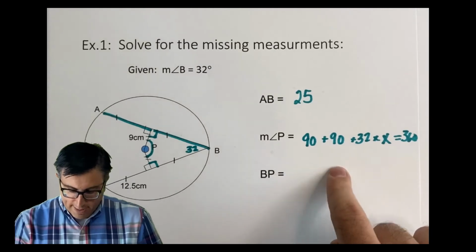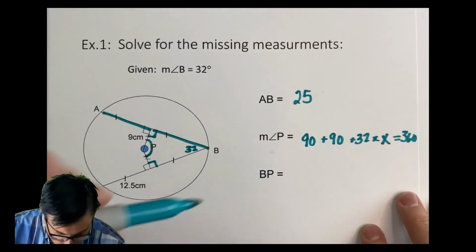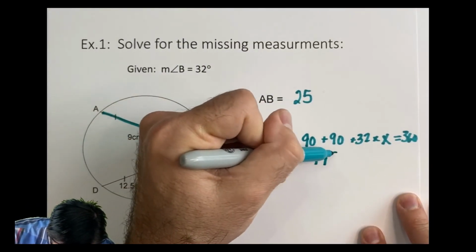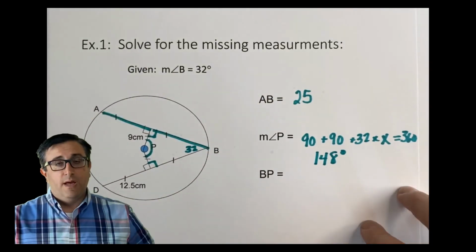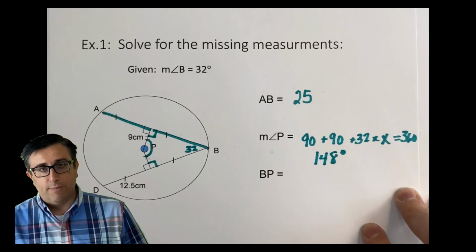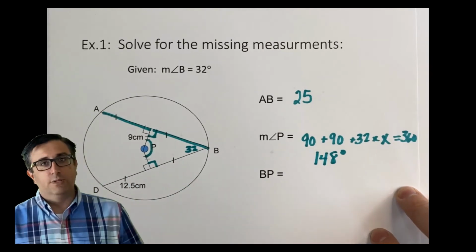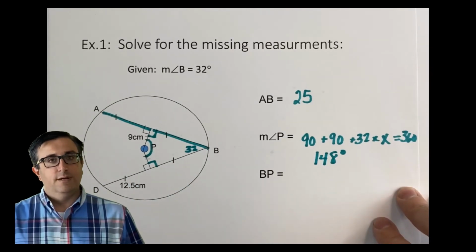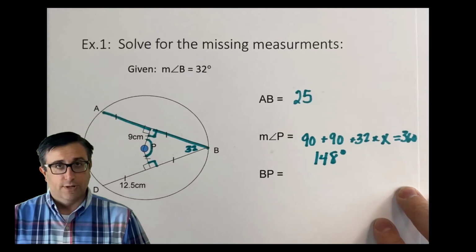When we do our math and we add these up and subtract from 360, we're left with angle P to be 148 degrees. I'll give you a little shortcut on these. Opposite angles are supplementary, so you needed to find out who was supplementary to 32 degrees. In other words, 148 degrees.